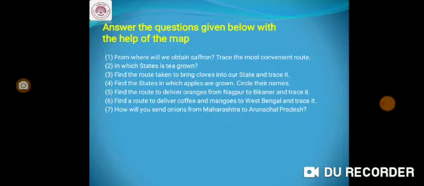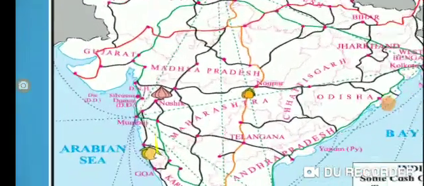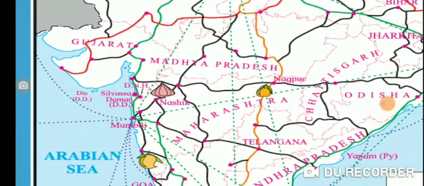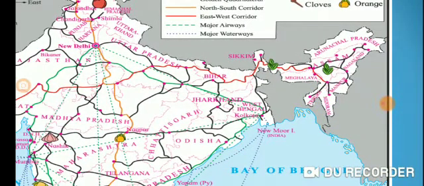Now the last question that you have to answer: how will you send onions from Maharashtra to Arunachal Pradesh? Where are onions shown? They are shown in Maharashtra near Nashik. So now you have to send them to Arunachal Pradesh. Now where's Arunachal Pradesh, children? Arunachal Pradesh is in the northeast side. We have seen Arunachal Pradesh, Meghalaya, Mizoram. Arunachal Pradesh is one big state towards the northeast. So carrying from one end to the other is going to be a long route.